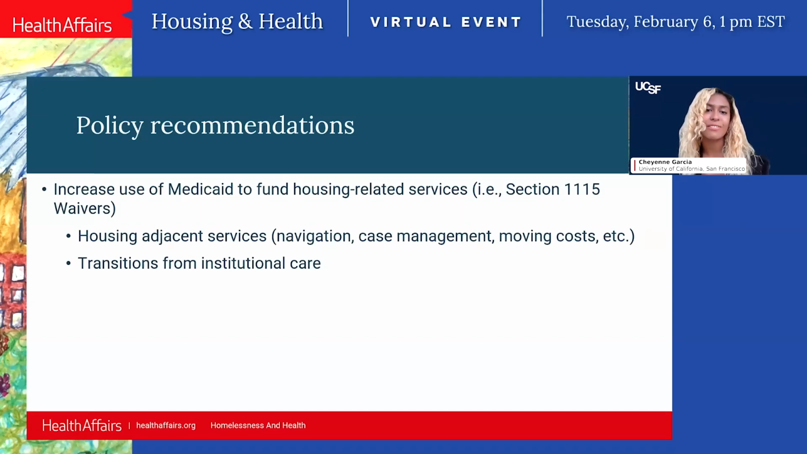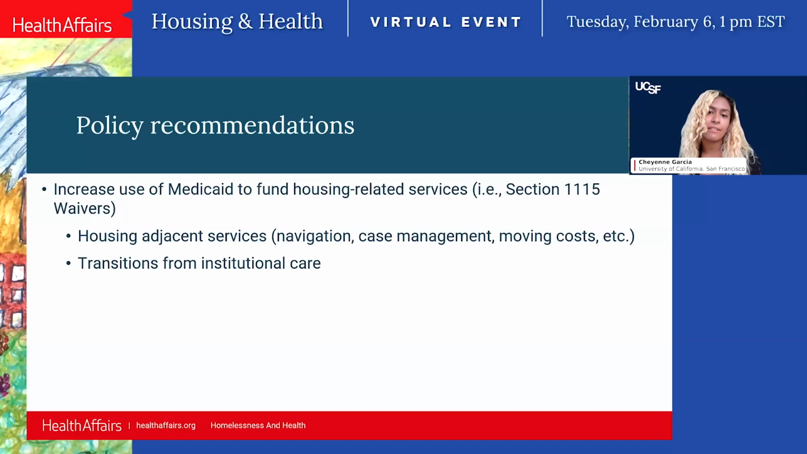The first is we recommend an increased use of Medicaid to fund housing-related services. And the mechanism through which this can be done is the Medicaid Section 1115 waivers. Several states, as you heard a little bit earlier, North Carolina is one of them, California, Oregon, and Arizona are other states that have received these waivers to provide Medicaid coverage for housing adjacent services, such as housing navigation, case management, and funds for moving costs.